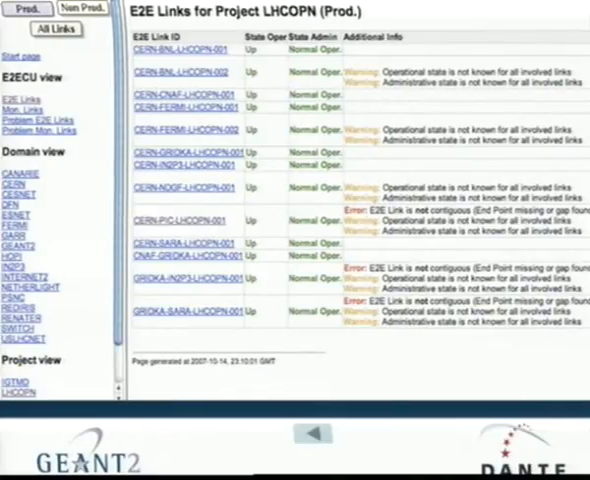So it's a tool that is being offered to the community. It's a tool that is used by the National Research Network, and it's a tool that is being used by projects like the LHCOPN or TEIA.